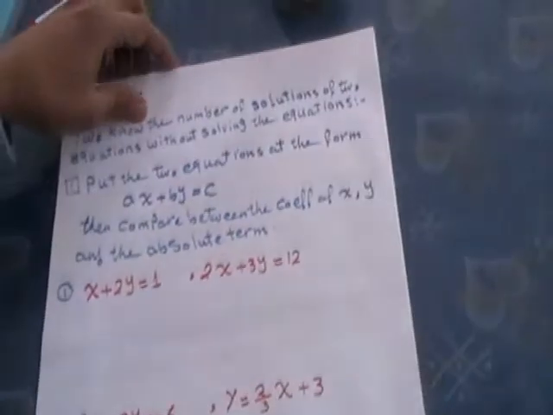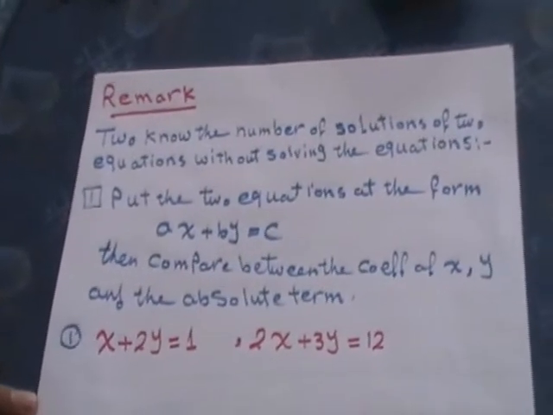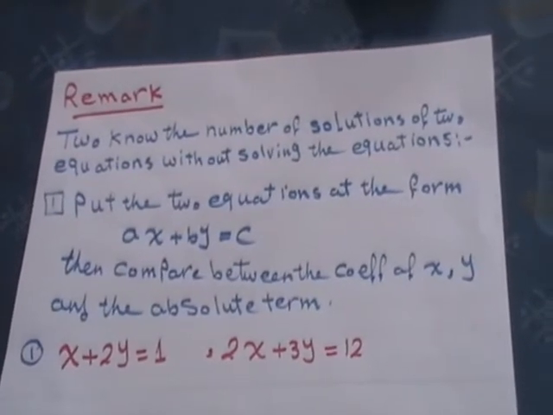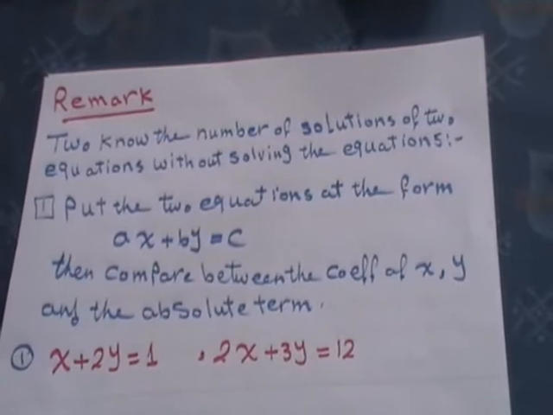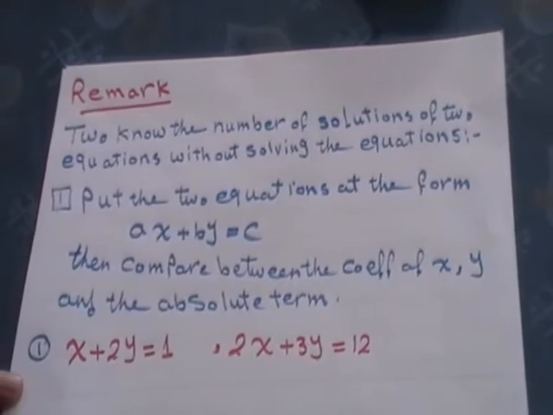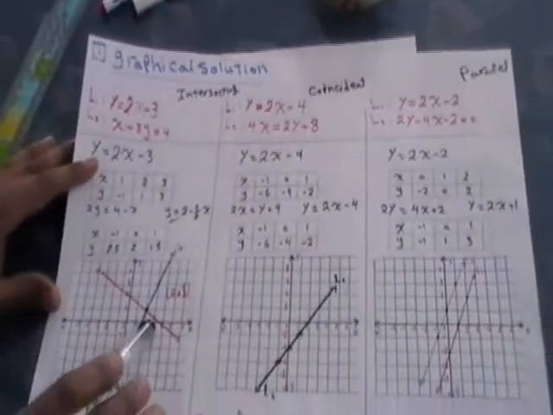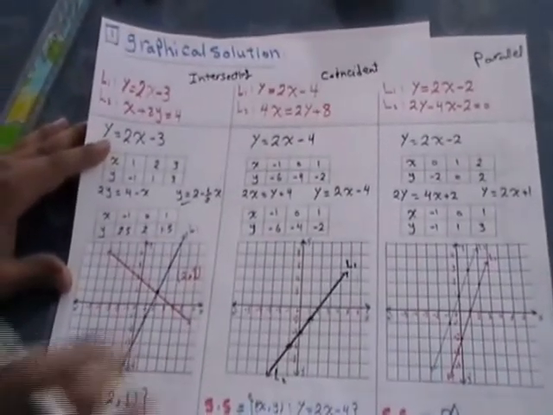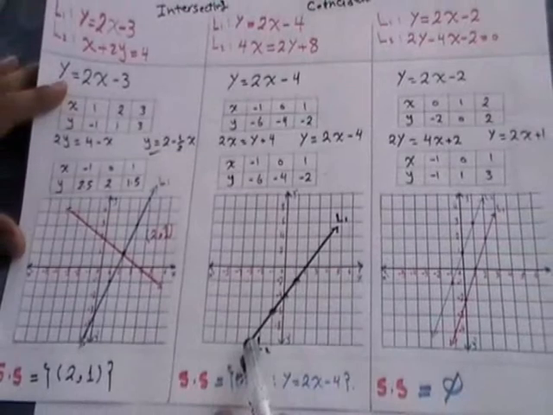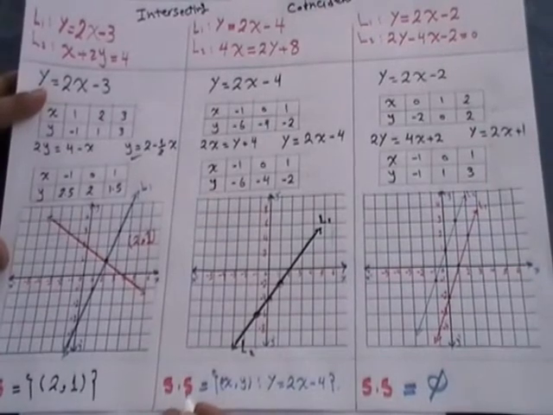Let's move to the last point in our lesson today, and it's a very important remark. Now we will learn how to know the number of solutions of any two equations without solving them. This question will probably come in the choose questions and in the complete questions. As we said, in the graphical solution for the two equations, here we have only one solution for the intersecting two straight lines. So I have one solution here. Here, how many solutions do we have? We have an infinite number of solutions because any point on the straight line is a solution for the two equations.